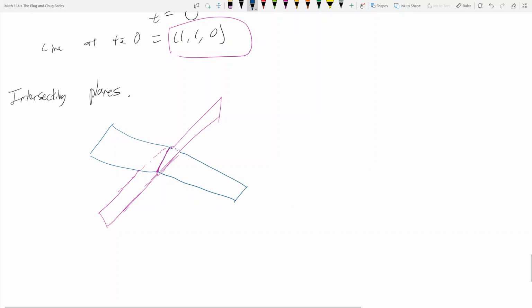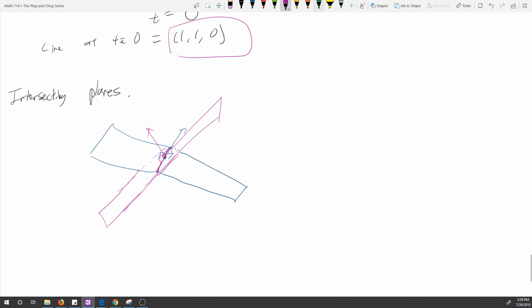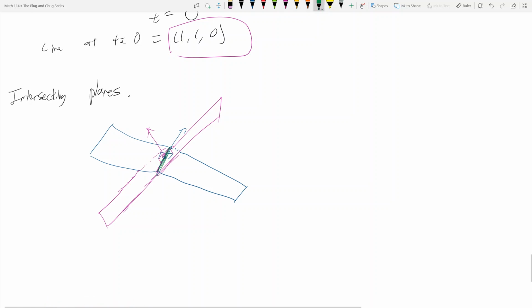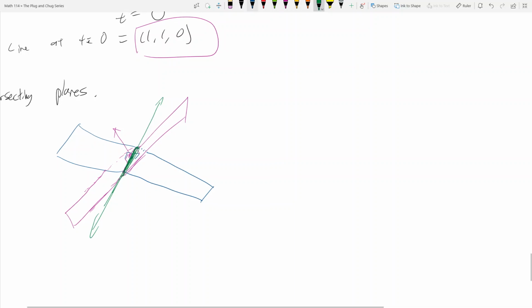At this point, this blue plane is going to have a normal that looks something like that, and then this purple plane is going to have a normal that looks something like that. And then they intersect at this line. Let's make it green right here. That runs through like that. So you've got your normals and you've got your intersecting line. What's going to be true? Here's that normal to the blue plane. So what's going to be true about this line that is the line of intersection?